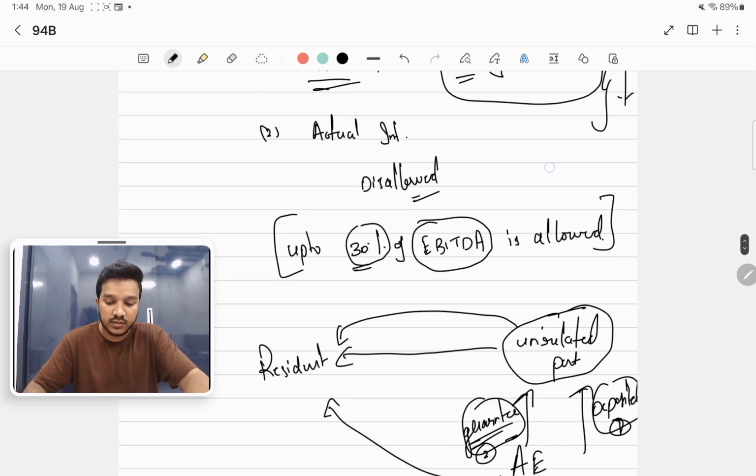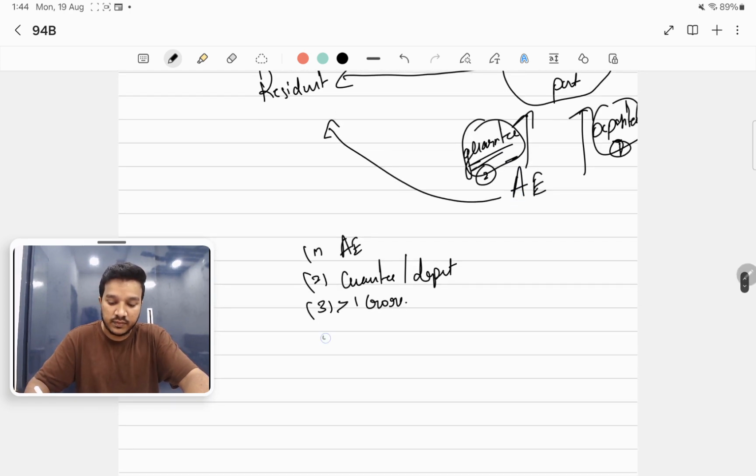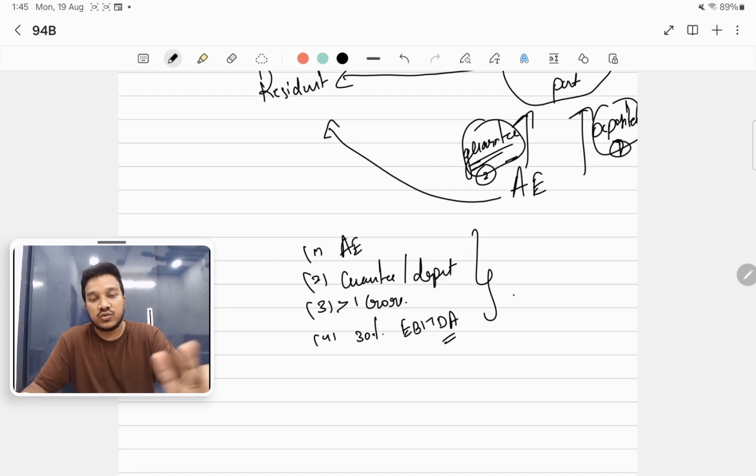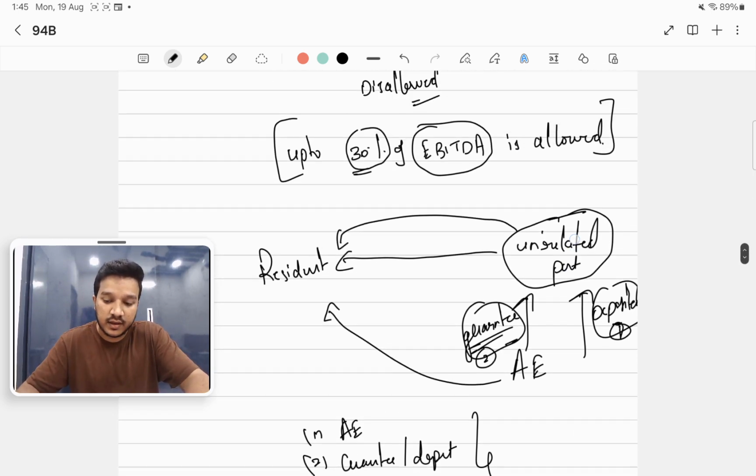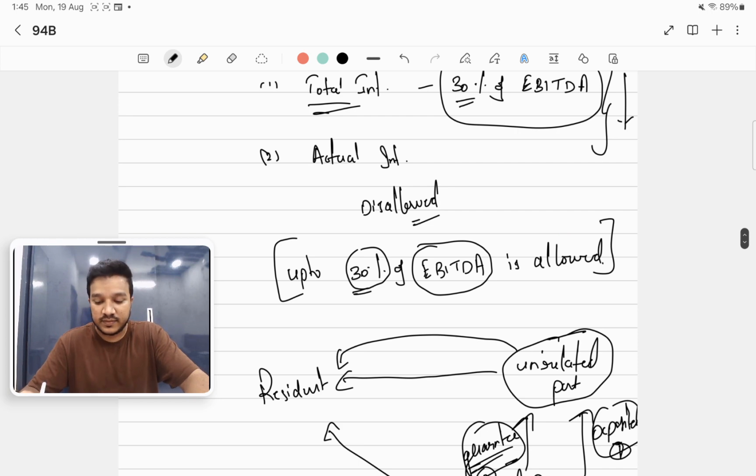Okay, so these are the points that you need to remember. And then this calculation point: up to 30% of EBITDA, you will get deduction. Okay, so these are the points that you need to remember in this section. Please do 1 or 2 questions immediately right now, and then we'll be good to go.